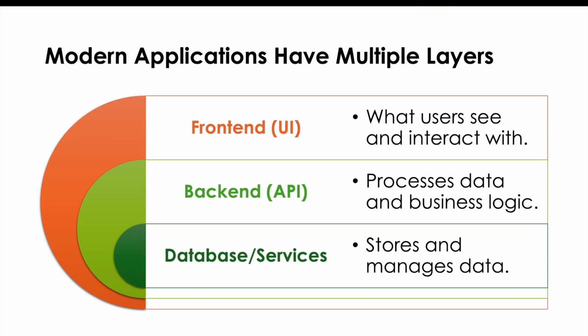So in modern applications, we have multiple layers. We have the front end, which is UI, so this is what users see and interact with. We have the back end, which is API, which processes data and business logic, and then behind that we have database and services. So this stores and manages data.